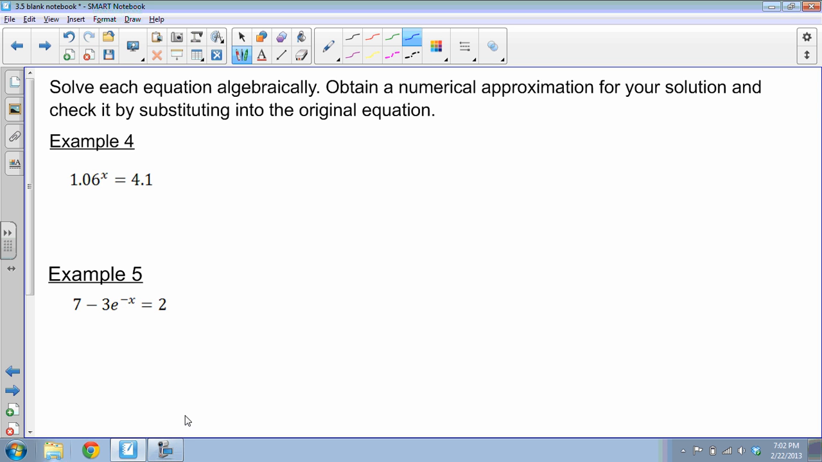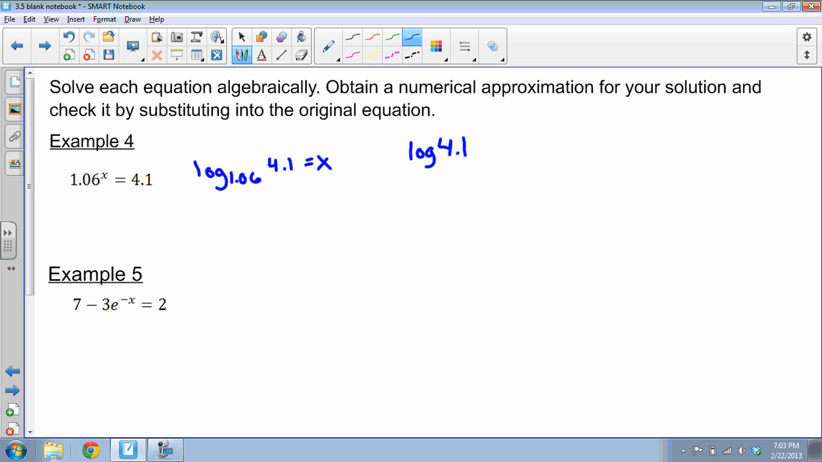We're going to continue solving our equations algebraically, but we may end up with decimals here. And it tells us to obtain a numerical approximation for our solution and check it by substituting into the original equation. So just kind of what we've been doing already. I mean, we could take a logarithm on each side here and solve, or we could rewrite this as a logarithm. Normally, if it's in an exponential equation, you're going to somehow have to use a logarithm, or not necessarily have to use it, but that's going to be one way to do it. So if I rewrite this as a logarithm, I get log with a base of 1.06 of 4.1 equals x. Well, we can type that into our calculator.